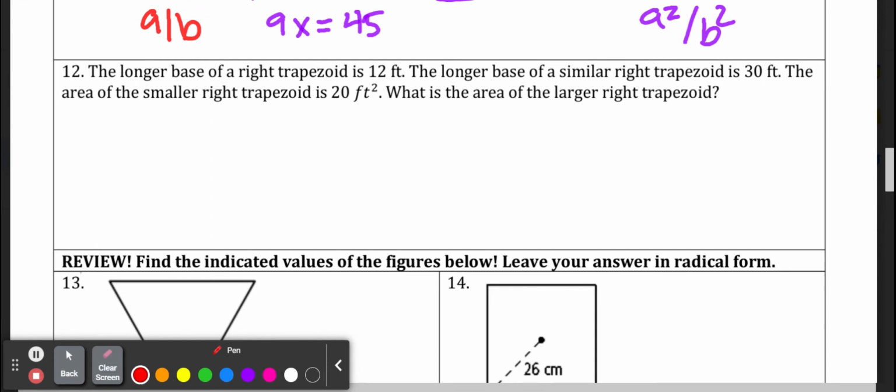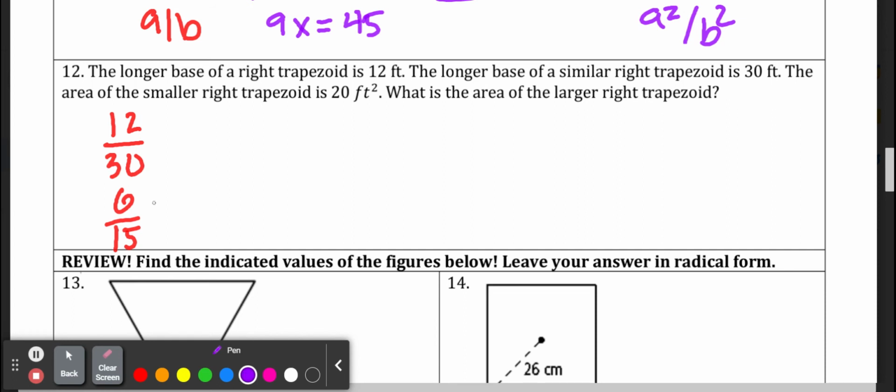The longer base of a similar trapezoid is 30. So they're giving us side lengths, which is in one dimension, so I'm going to use red. This is my a to b, so I can divide 12. I can try 2, which would be 6 and 15. I don't think it breaks down anymore. So let's go 6 over 15. That's my a to b.